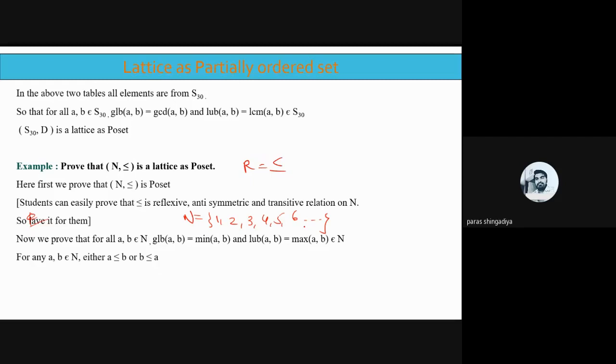Now collect any two entries from this N. What are the possibilities for these two entries? Either A less than or equal to B, otherwise B less than or equal to A. Either A is the smaller value and B is the bigger value, otherwise B is the smaller value and A is the bigger value. There are only two possibilities for these two numbers. If you consider 6 and 7, then 6 is less than or equal to 7, as A and B.